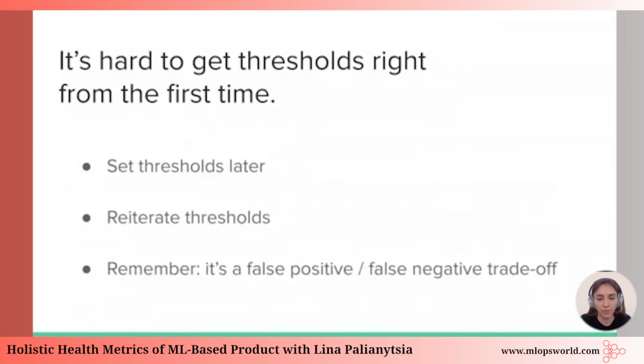And remember that it's always a trade-off between false positives and false negatives, because if you make your threshold too strict, you may miss some errors. On the other hand, if you make your threshold too weak, you're just going to receive too many false notifications. I've seen it, and you're just going to ignore them, and again, you can miss some errors.